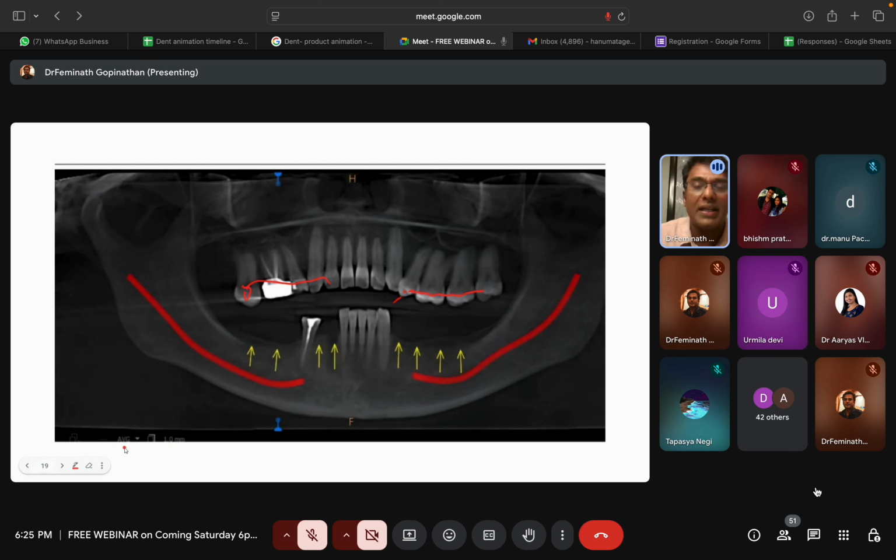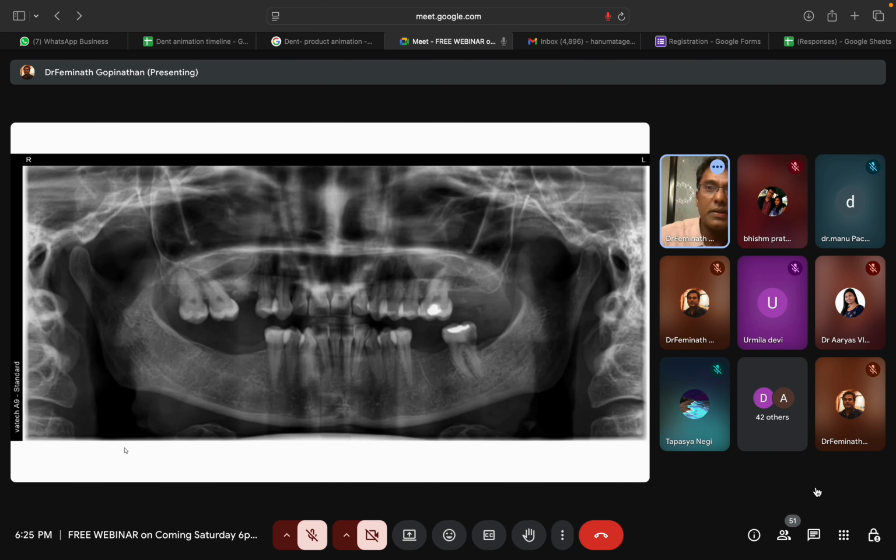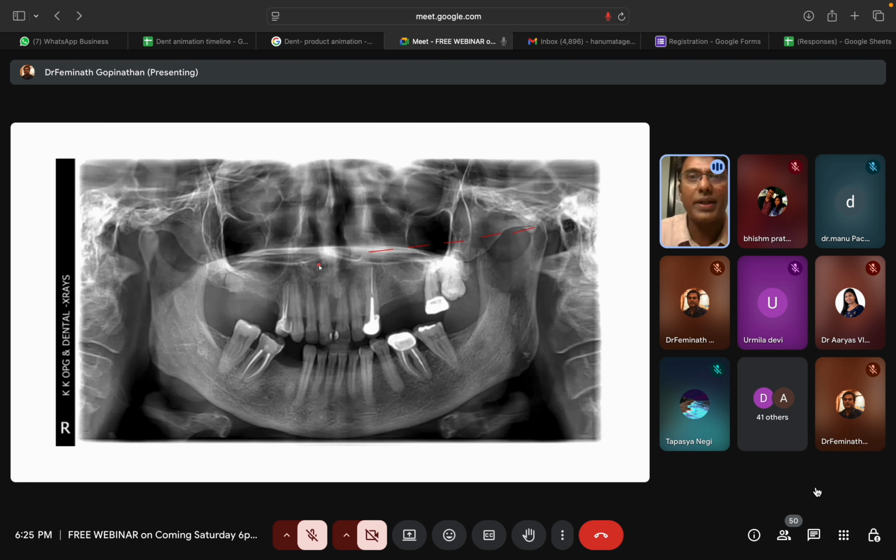So primarily, when you are planning for implants in these kind of cases, the first step has to be correcting this plane of Camper, or plane of occlusion. Now here you see these two teeth. The plane. No, I will tell you one more thing. If you see the radiograph, you can see. I'll show you another radiograph.